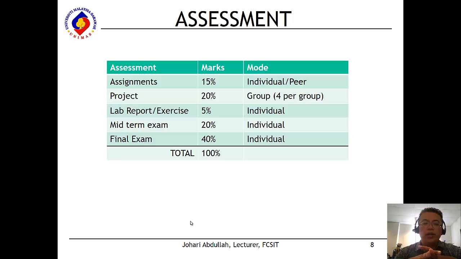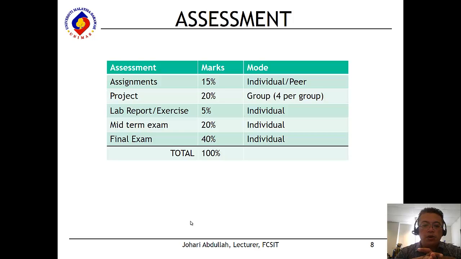So I will confirm about this later in this course, about the final exam or the non-written final exam. So just to summarize the assessment, we have one assignment, individual, 50%. We have one group project, 20%, which includes presentation as well.